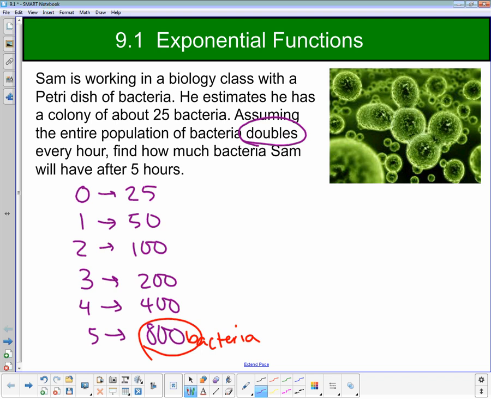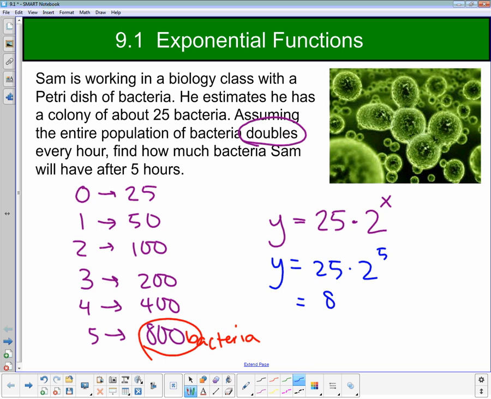An exponential function for this equation would be y is equal to 25, because that's our starting value, times 2, because that's our growth rate, to the x power, x being our portion of time. So in this case, if I wanted the 5th hour, I'd have y is equal to 25 times 2 to the 5th power. And if you plugged that into your calculator, you would indeed find that 25 times 2 to the 5th power is 800 bacteria.